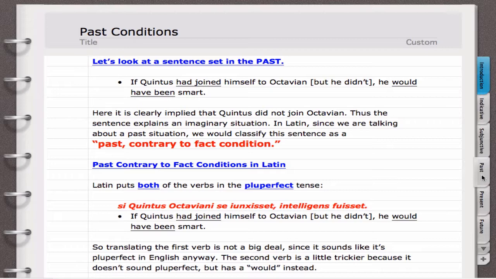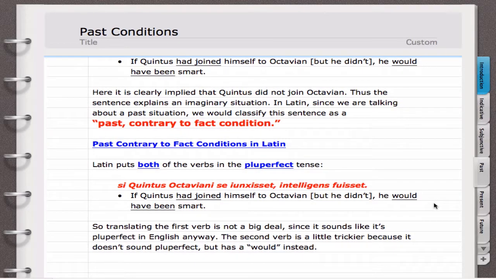In the past, if Quintus had joined himself to Octavian, he would have been smart. It's clearly implied that Quintus didn't join Octavian. The sentence explains an imaginary situation that happened in the past, and so we call this type a past contrary to fact condition. Now, how they're put together in Latin. Latin puts both of those verbs into the pluperfect tense. So that seems like it's one tense past what it should be.